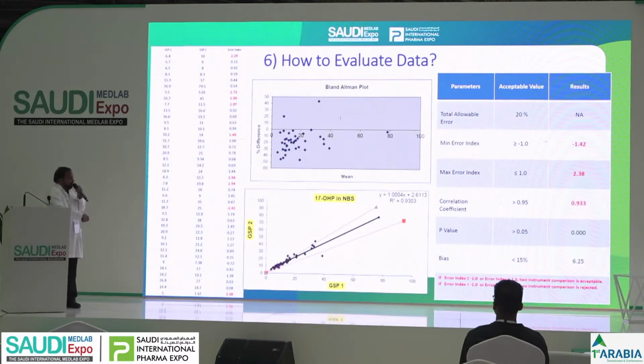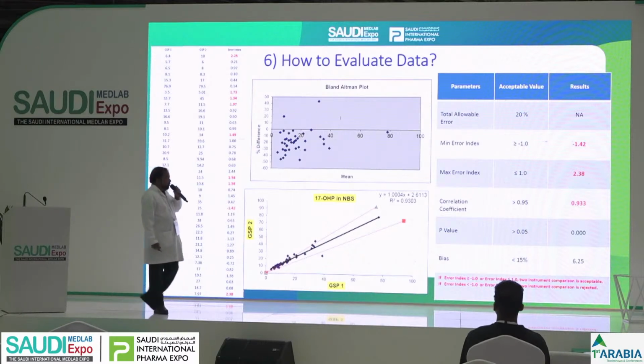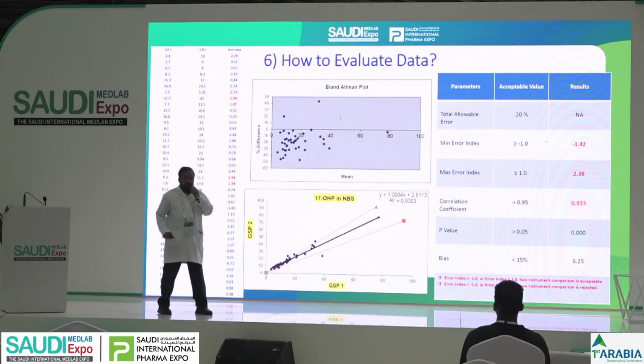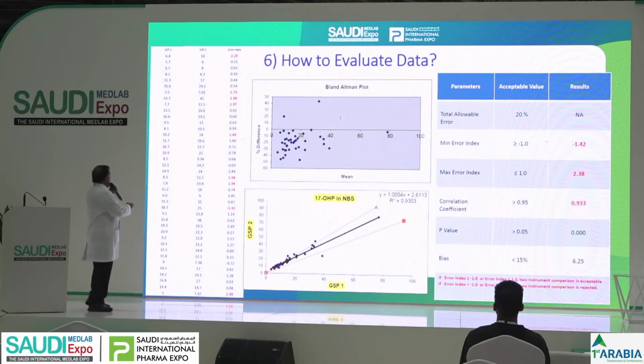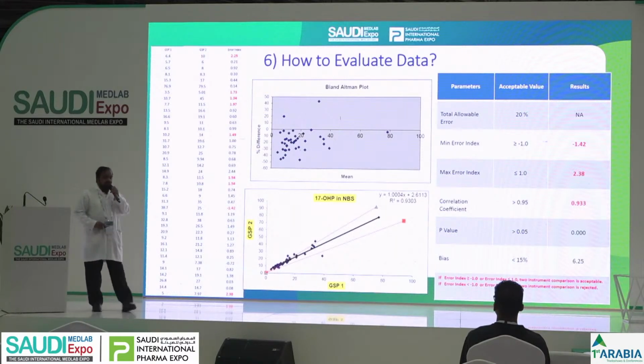Here is the next slide. Now you can see this is the validation of 17-hydroxyprogesterone in dry blood spot in my lab. So you can see the error index is minus 1.4 and 2.3. So where it comes is coming from there. You can see it is here, the error index. So anything greater than 1 plus minus, it will flag.